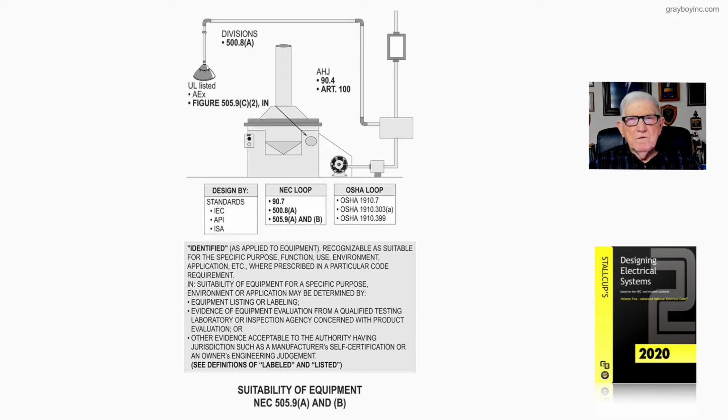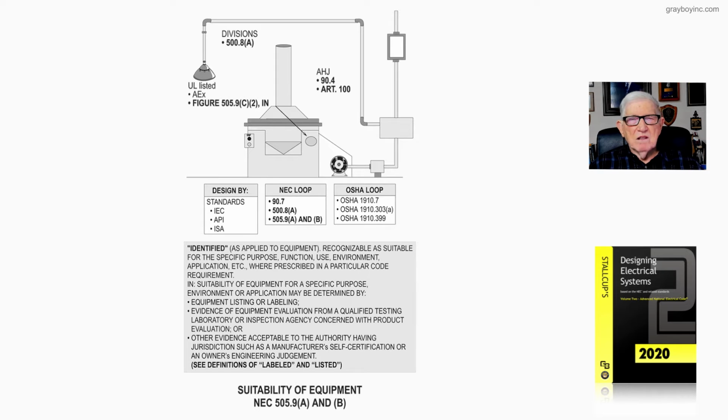Now let's look at this figure 21-63 that deals basically with the approval of equipment, the suitability of equipment in accordance with 505.9A and B. Now you notice in the NEC loop, you see in the illustration, we inspect equipment when it arrives on the job to make sure it hasn't been damaged in some way in transit.